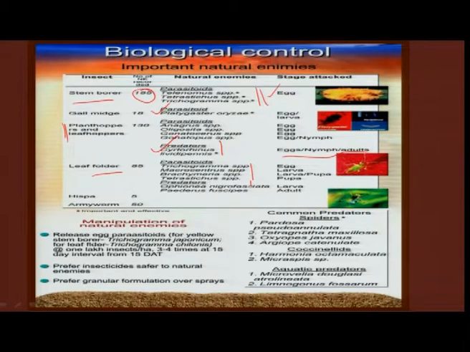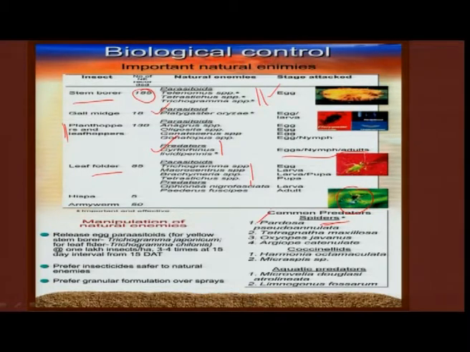Then another most important predatory fauna is spiders. In particular, there are quite a number of spider species available. Among them, Pardosa pseudoannulata is one of the important predatory fauna found across the paddy growing areas of the country.